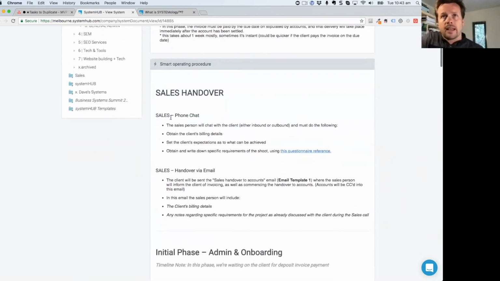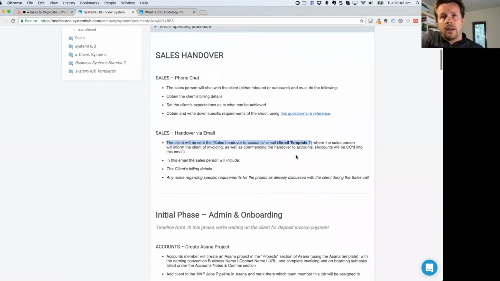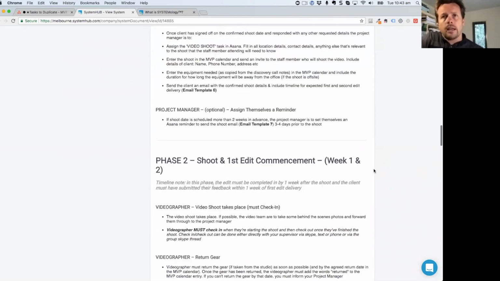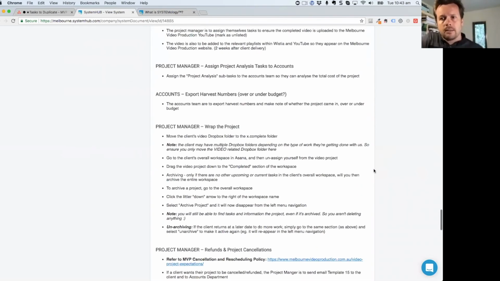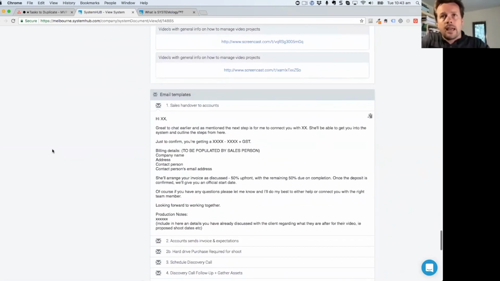So here the salesperson, when they're ready to go, will send over the sales handover. And then the accounts person steps in and sets up the project in Asana. And if I scroll down here as well, this is a pretty epic system because it's the complete overall system. I come down here, and here's the email template that the salesperson would send. They say, hey, great to chat earlier. I'm going to connect you with Sally. She'll be able to get you into the system. You're going to buy this. Here are your billing details. By the way, we bill 50% up front and 50% on completion.